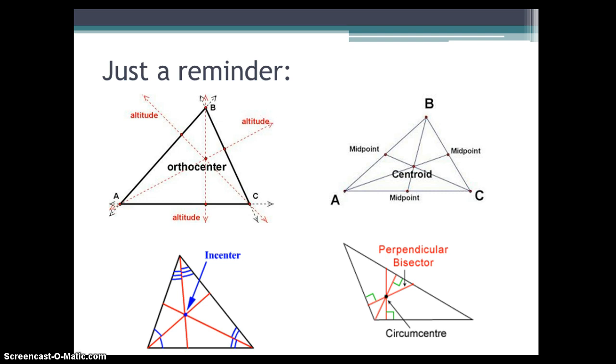So a few things just to remember. The orthocenter is the intersection of the altitudes. The centroid is the intersection of the medians. The incenter is the intersection of the angle bisectors. And the circumcenter is the intersection of the perpendicular bisectors. And those can be kind of confusing, so please make sure you know which one matches which segment.